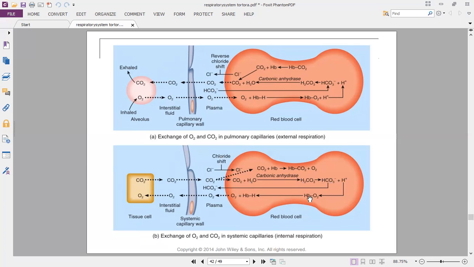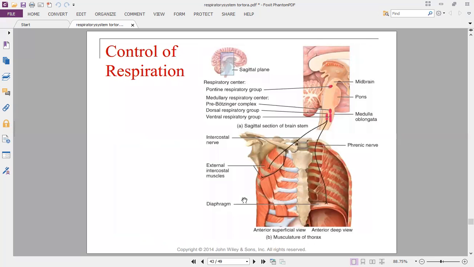So this H plus combines with hemoglobin and oxygen. The moment H plus binds with hemoglobin, hemoglobin must let go of oxygen, so oxygen is released. So you can see that this reaction is exactly the reverse. At the level of alveoli, when oxygen was coming and attaching itself to HbH, H would be lost and oxyhemoglobin would form. Here, oxyhemoglobin was there. When H plus attached to it, oxygen was released. So this is how internal respiration and external respiration differ from one another.